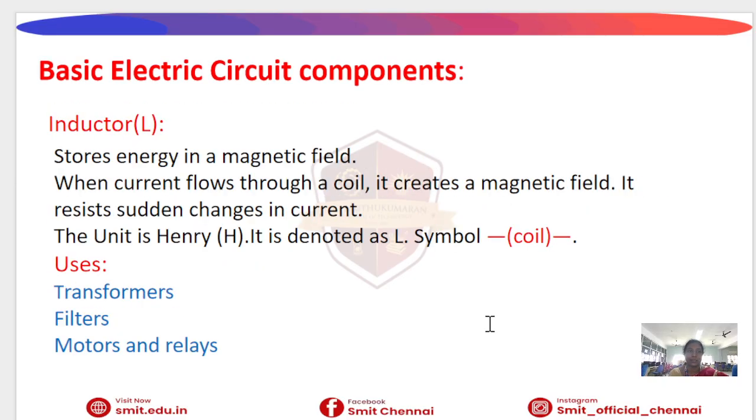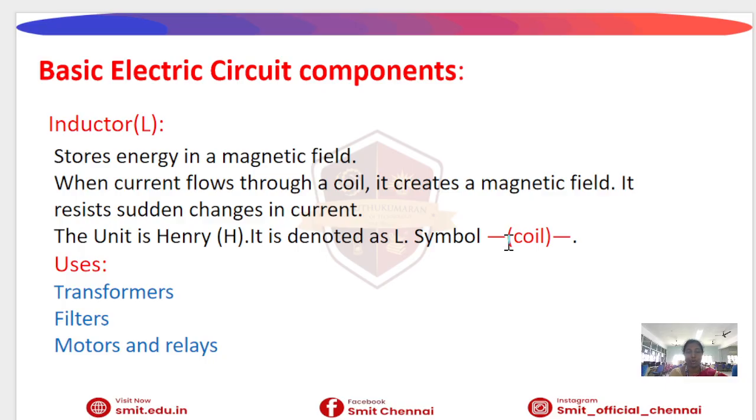Then the inductor. What is an inductor? An inductor stores energy in the form of a magnetic field. The inductor is like a coil. We have the coil in the device, and the symbol shows that it is a coil. Its unit is Henry and it is denoted as L. Because of the coil, a magnetic field occurs, because the coil is made up of iron. So it creates a magnetic field. The symbol is also the coil.